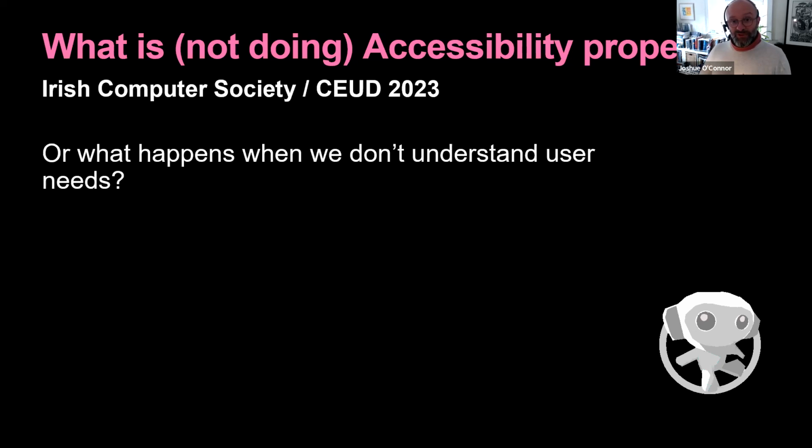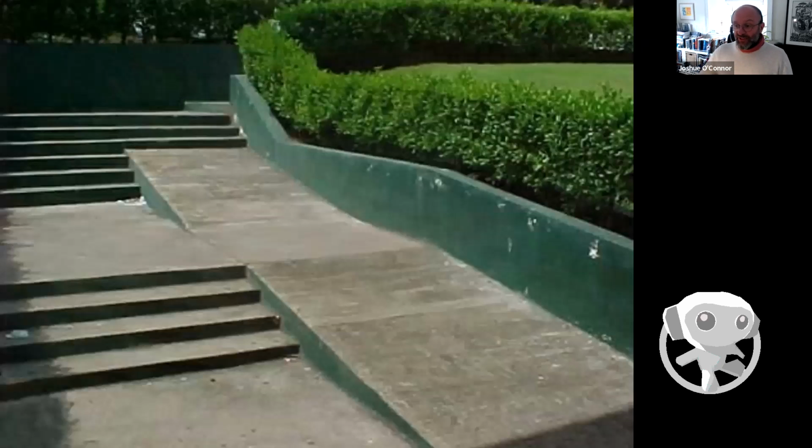Okay, so what happens with the best will in the world? I'm going to show you a couple of slides, which I think are brilliant examples of when it can all go wrong. So this is an actual real accessible ramp, where essentially the top three parts of the steps are steps. With the best will in the world, people actually built this kind of thing, thinking it was going to be accessible. So again, this is when people really don't know what they're doing.